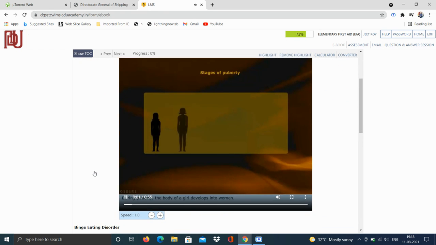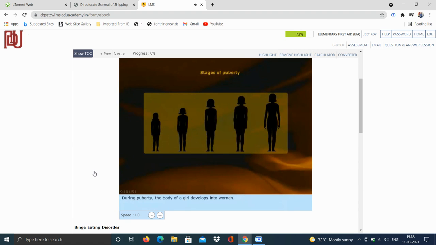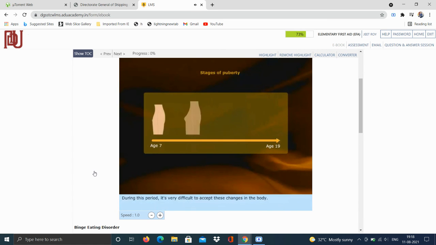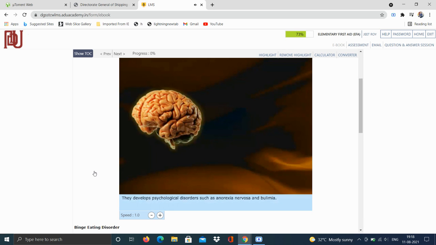During puberty, the body of a girl develops into that of a woman. During this period, it's very difficult to accept these changes in the body. They develop psychological disorders such as anorexia nervosa and bulimia. Both conditions are considered mental disorders.